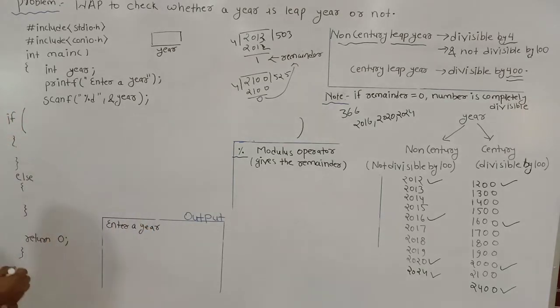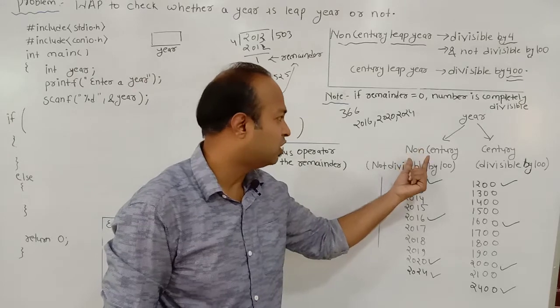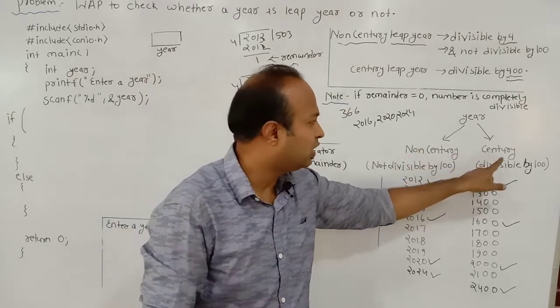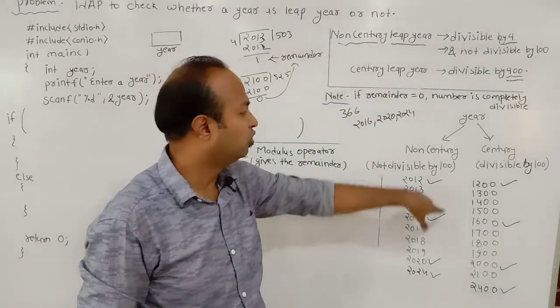Okay. So one more point. The user can enter any year. The user can enter a non-century year, or the user can also enter a century year. Therefore, we will write the condition for both.